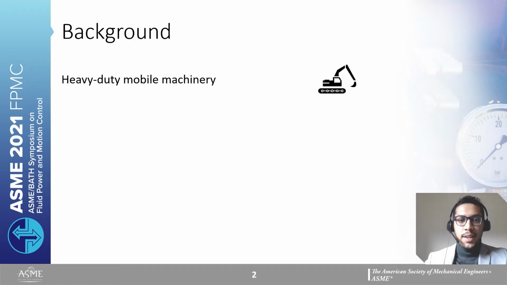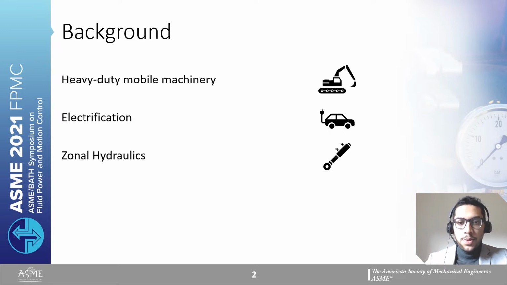Heavy-duty mobile machinery can be found in various industries such as construction, agriculture, forestry, and mining. The electrification of these machines is of significance in order to reduce air emissions as well as to save fuel costs. Zonal hydraulics, also known as direct-driven hydraulics, is an emerging transmission and actuation technique that is proposed for the electrification of mobile machinery. Its advantages include higher efficiency, compactness, ease of maintenance, and condition monitoring.